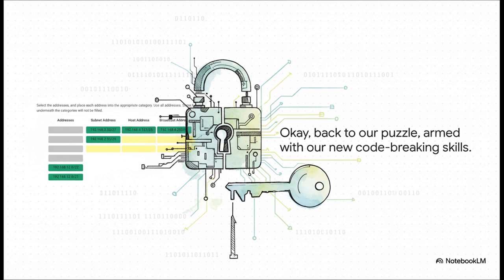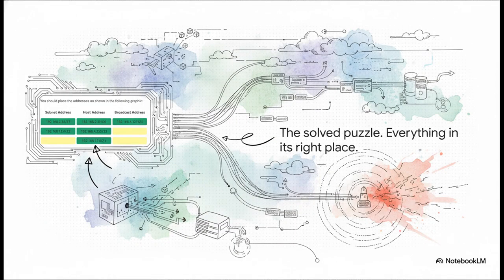Okay, we've got the tools, we've got the secret code. Let's go back to that original list of addresses. I bet this looks a whole lot different now, doesn't it? It's not so scary when you know how to break it down. And here we are, the solved puzzle. See how everything just snaps into place? You can apply that same exact logic to every single one.